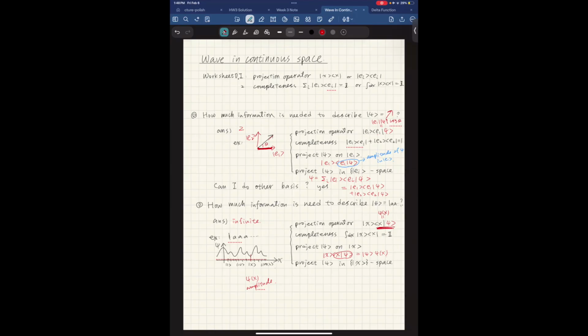And then similarly, I can project this across the entire space by doing exactly the same thing. I just plug in this completeness relationship, and now it's continuous. I need to do an integral with a dx here. And again, this is the wave function. The wave function is really just an amplitude, telling you how much information is stored at that x position. And if it's another position, it'll be psi of, let's say, 2, psi of 3.